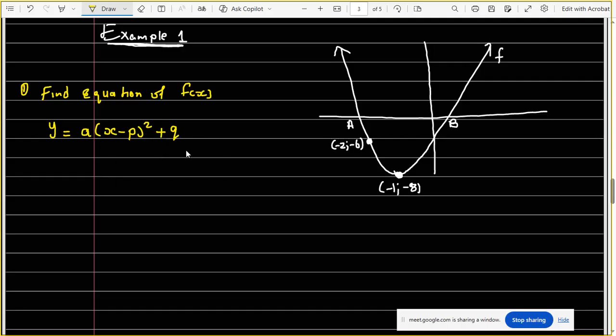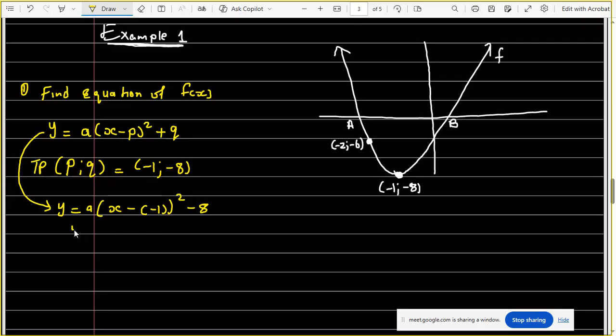Now remember your turning point, it's p, q, and the turning point is given as minus 1, minus 8. When you do your substitution on that equation, we say y equals a into (x minus p), I'll put it inside the bracket, then everything squared, then I'm going to add q, which is negative 8. If I simplify, this gives me a into (x plus 1) squared minus 8.